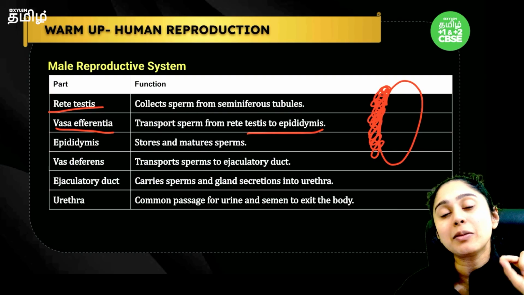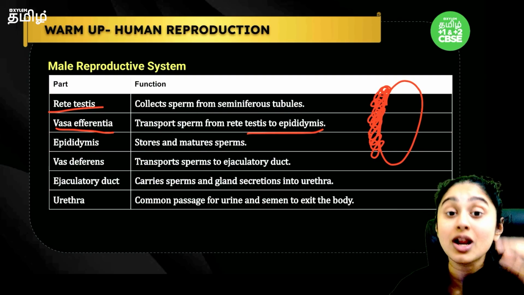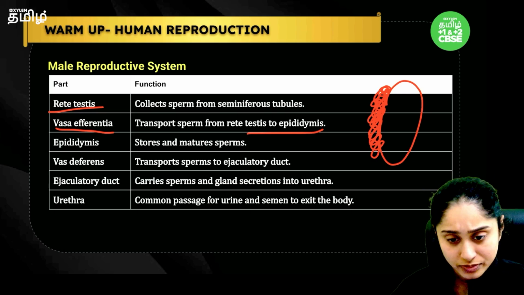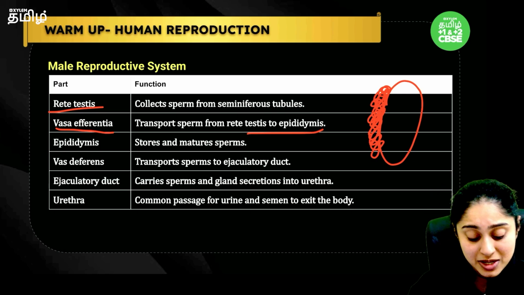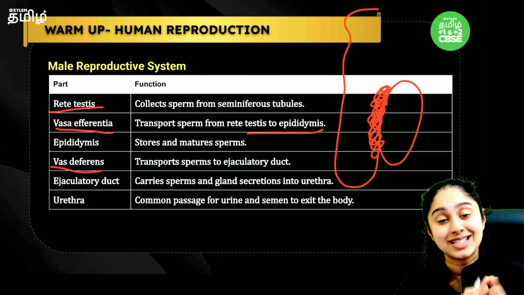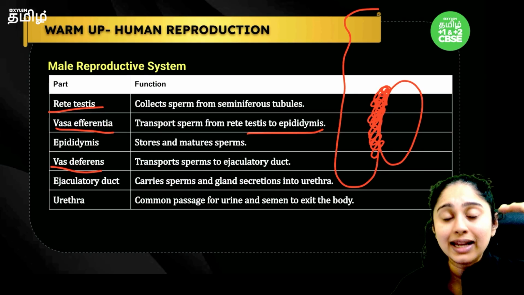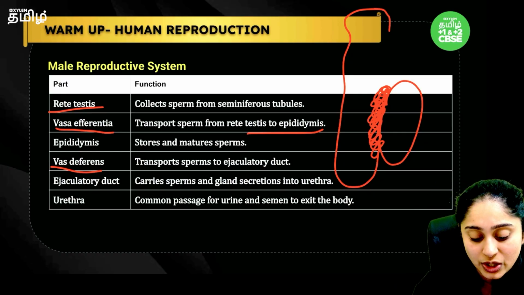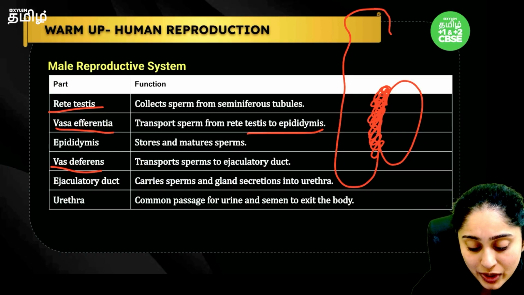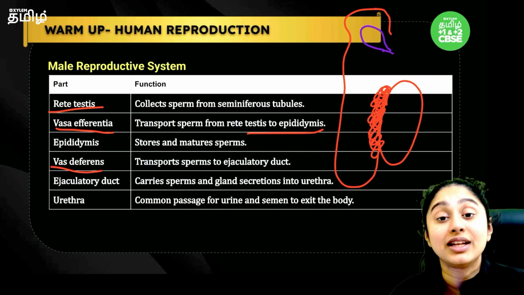Now the epididymis is the place where the sperms will be stored and they will mature until the ejaculation. Alright, now from the epididymis we have one long tube which we call the vas deferens, and this is what will take the sperms up into the abdomen, and in the abdomen it will loop over the urinary bladder, and there we have a small gland which we call a seminal vesicle.